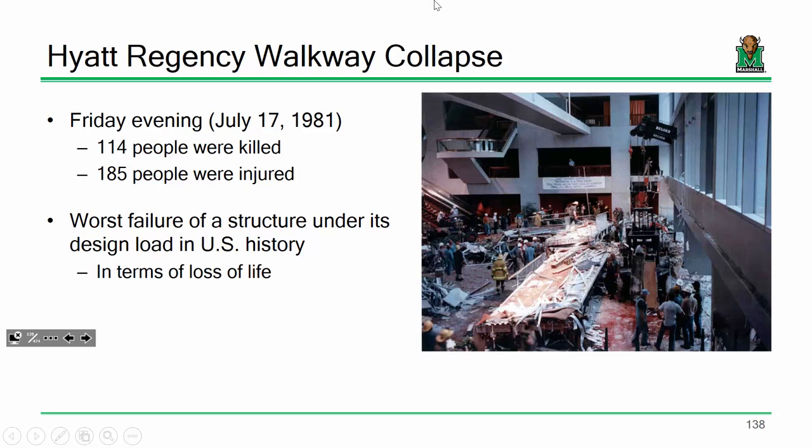And ultimately, the failure was the result of a connection-related issue associated with a threaded rod, which is why we're talking about that and talking about this today. So I asked if anybody heard of this, and I see most people said no, but when I showed the picture, I saw a few people shake their head yes. Is this familiar at all? Okay. All right. This is worth a little more time if you've never heard of this before.